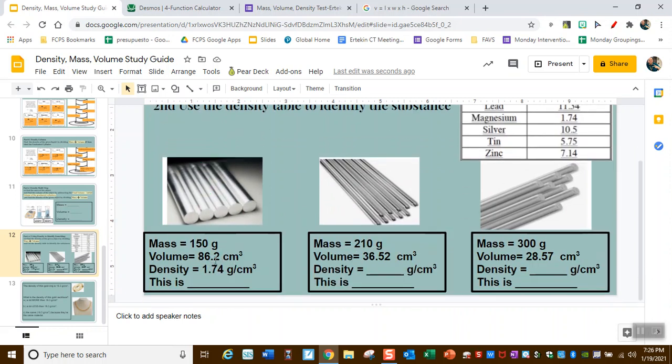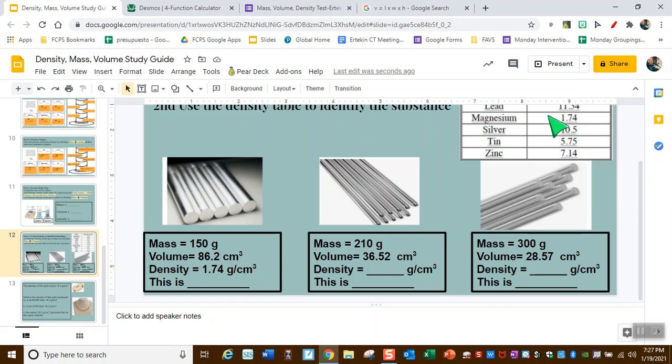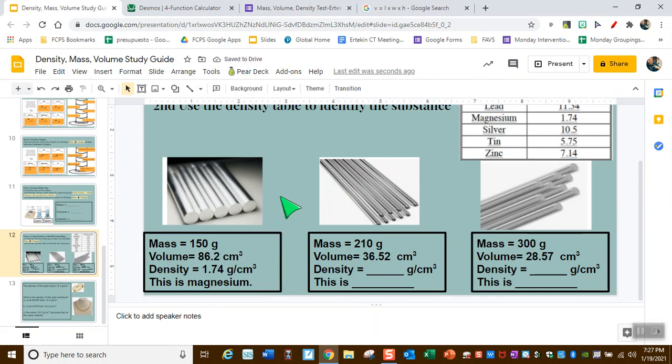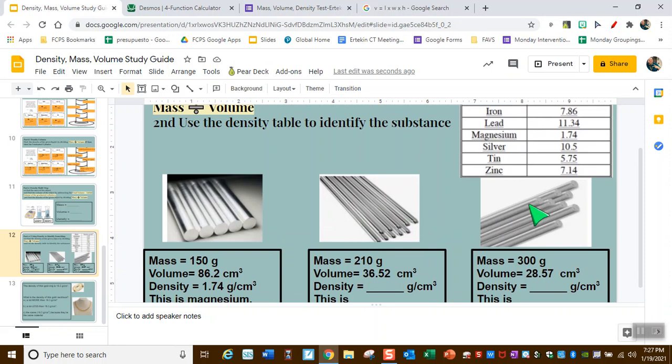So the density is 1.74. Look over here, 1.74, that's magnesium, right? So this one is magnesium. This is magnesium metal. Okay, push pause on the video to do the last two problems. What are these two metals made out of?